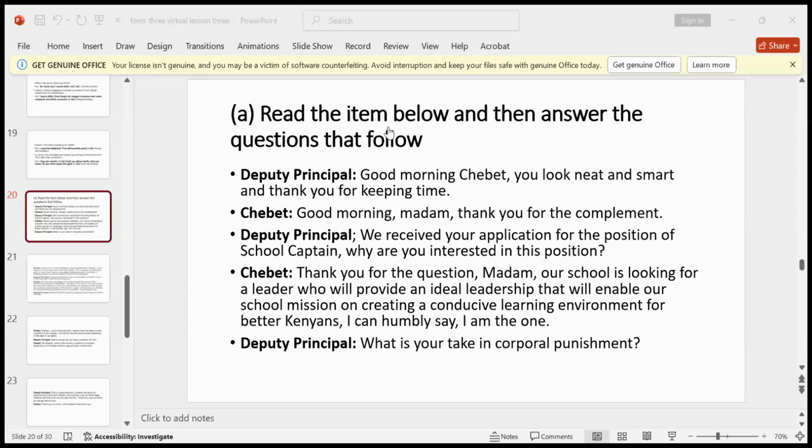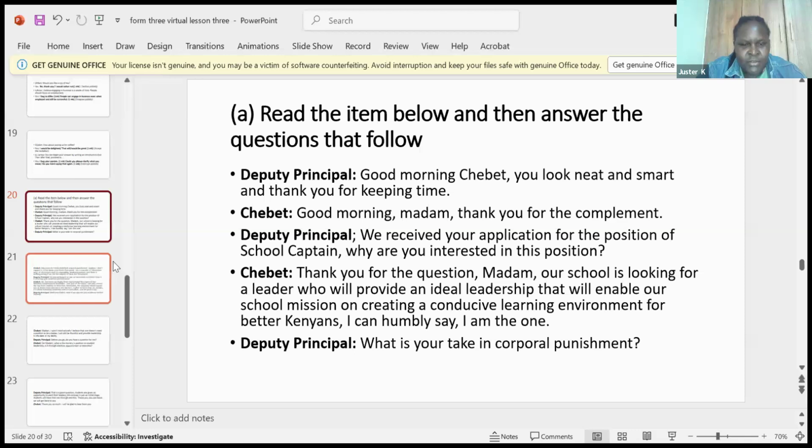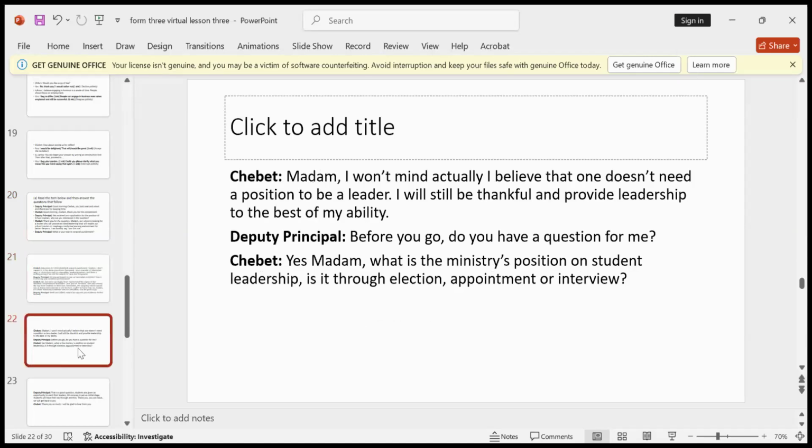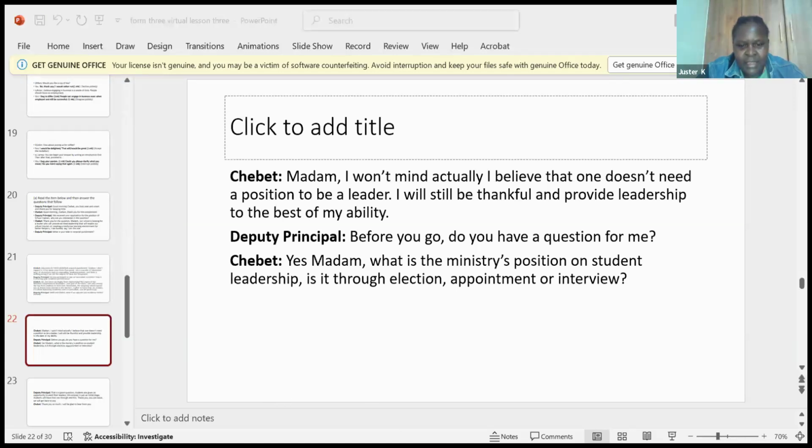Yes, teacher, there's anticipation of potential questions. You can illustrate? The principal asked, Chebet, before you go, do you have a question for me? Okay. I get your point, Khalif. Thank you. Alan?